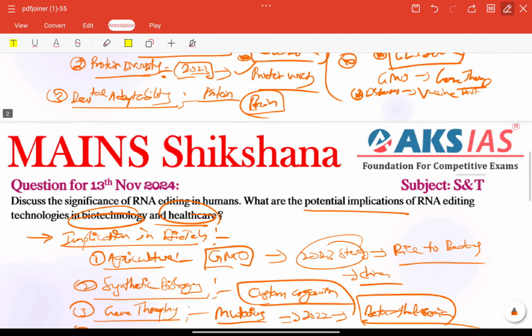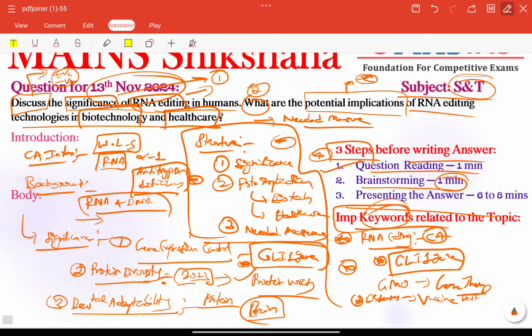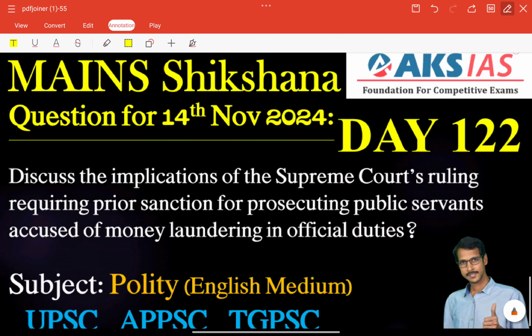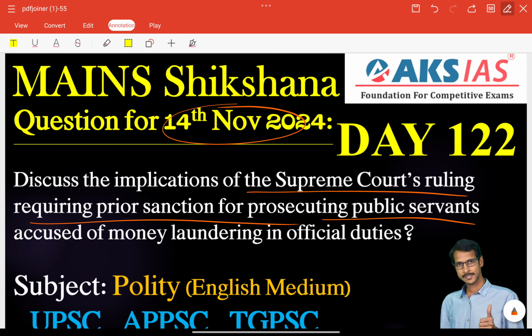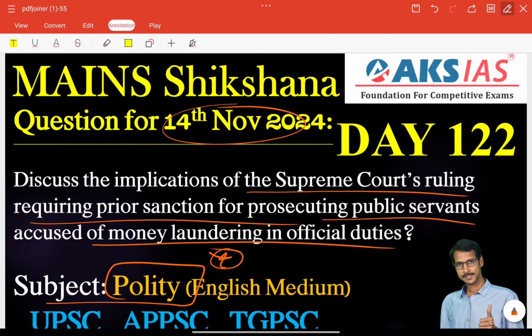So this is the perfect structure and approach according to the demand of the question, using different keywords, different reports, different examples, right? So next, coming to the Day 122 question, the Mains Shiksha question for 14th November 2024: Discuss the implications of the Supreme Court's ruling requiring prior sanction for prosecuting public servants accused of money laundering in official duties. That is related to polity. Very important question. Recently the Supreme Court released some rulings requiring prior sanction for prosecuting public servants. We need to focus on some significance and implications here. That's why this question was framed.